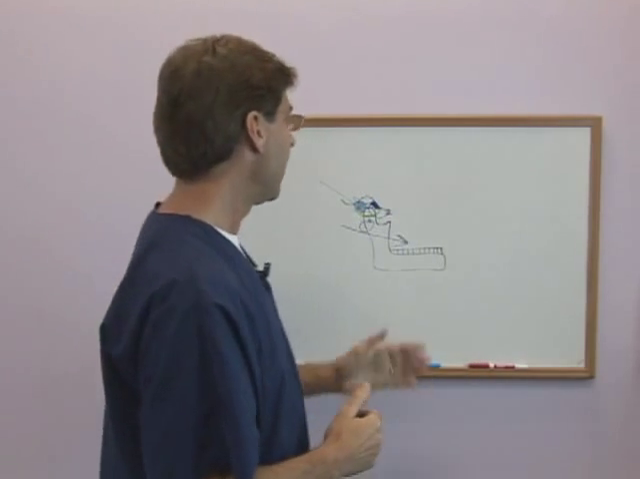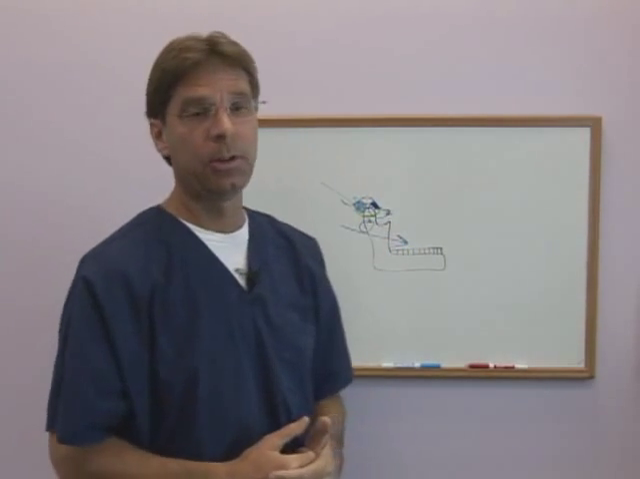Other problems with occlusion can be an underbite. We've heard of that before, where the person, when they close their lower jaw, the lower teeth are actually too far forward, so they have to move their jaw backward in order to close fully. That can cause problems with the TM joint as well.